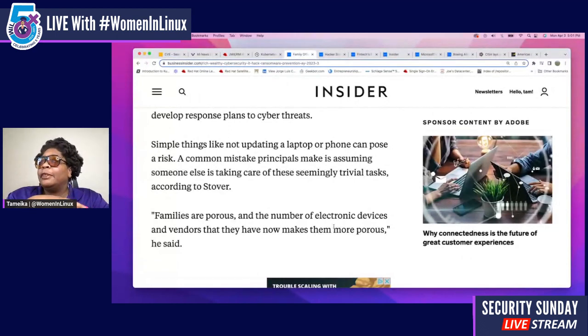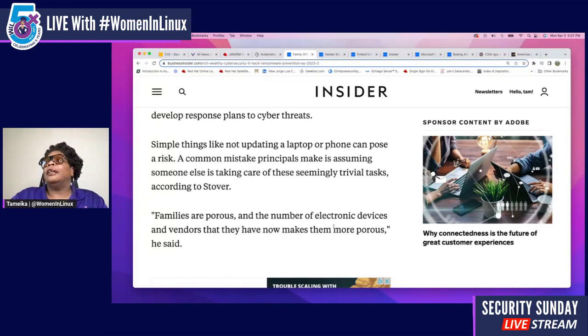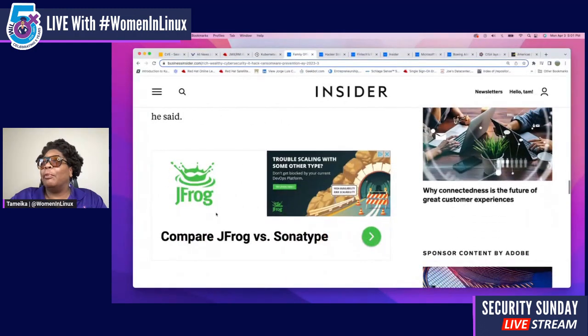All right. A common mistake principals make is assuming someone else is taking care of these seemingly trivial tasks. According to Stover, families are porous, and the number of electronic devices and vendors that they have now makes them even more porous.